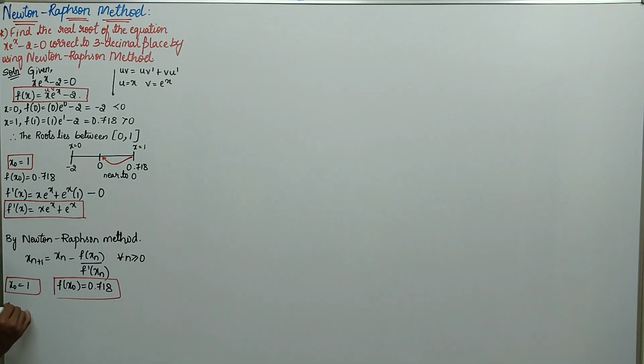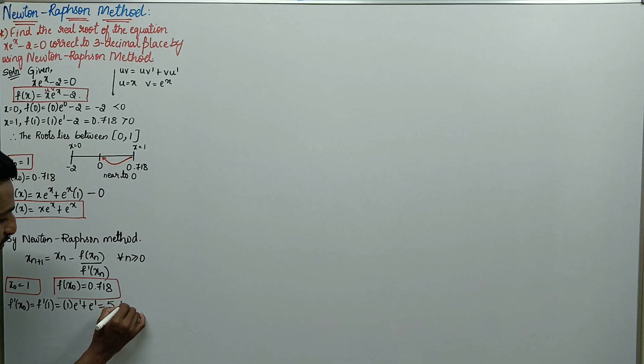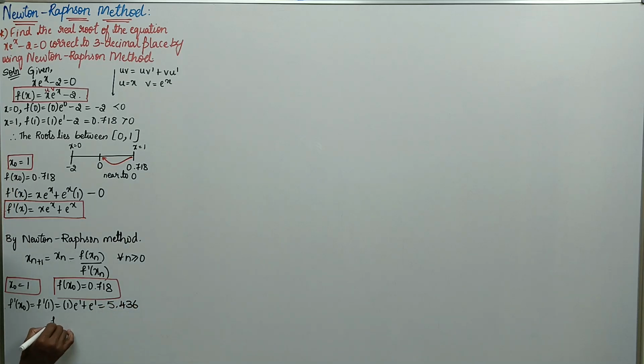Now I need the f dash of x naught value. F dash of x naught, that is f dash of 1, which is equal to x e power of 1 plus e power of 1. What is the value? That is exponential plus exponential. You get 5.436. The value of f dash of x naught is 5.436.